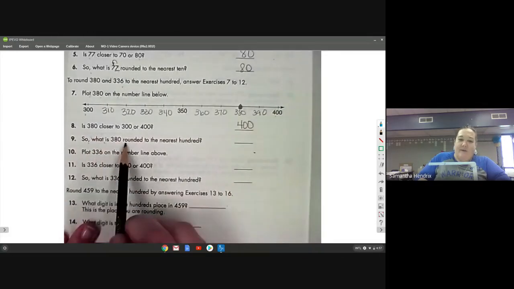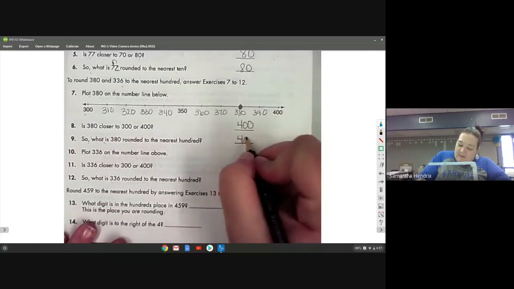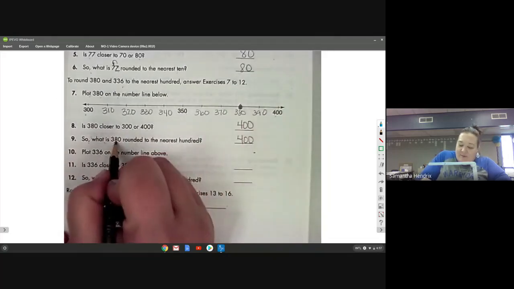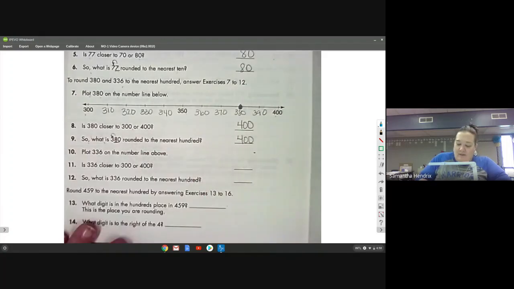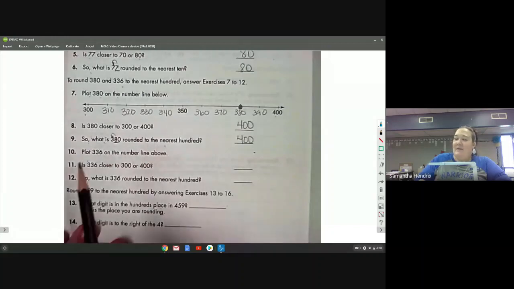So what is 380 rounded to the nearest 100? 400. Okay? Remember, when we do hundreds, this number is what tells that number what to do. So that 8 is 5 or more. Now I want you to do these three by yourself. So pause me, and it says plot 336 on the number line. That's a tricky one. And then round. Answer those three questions. Go ahead and pause.